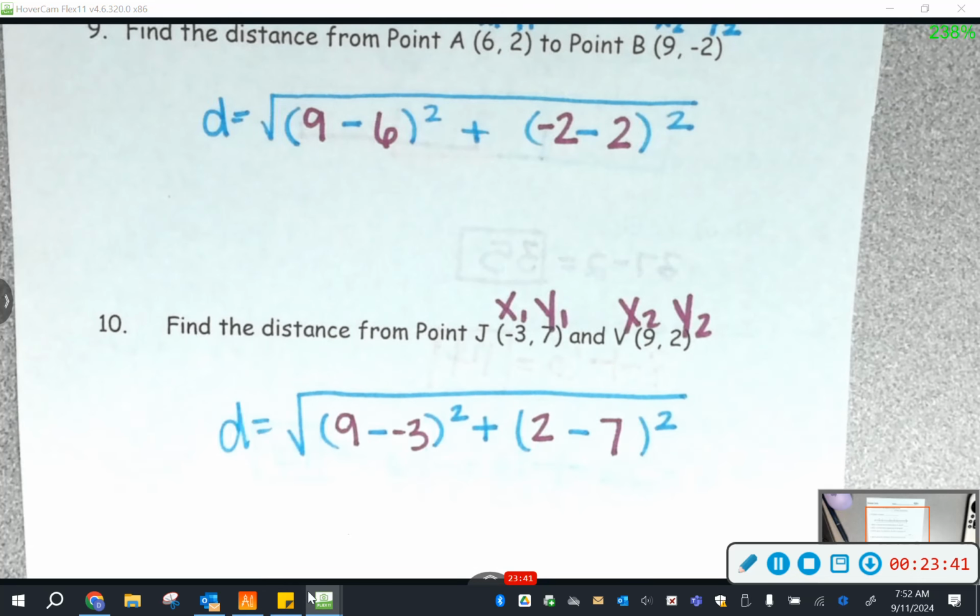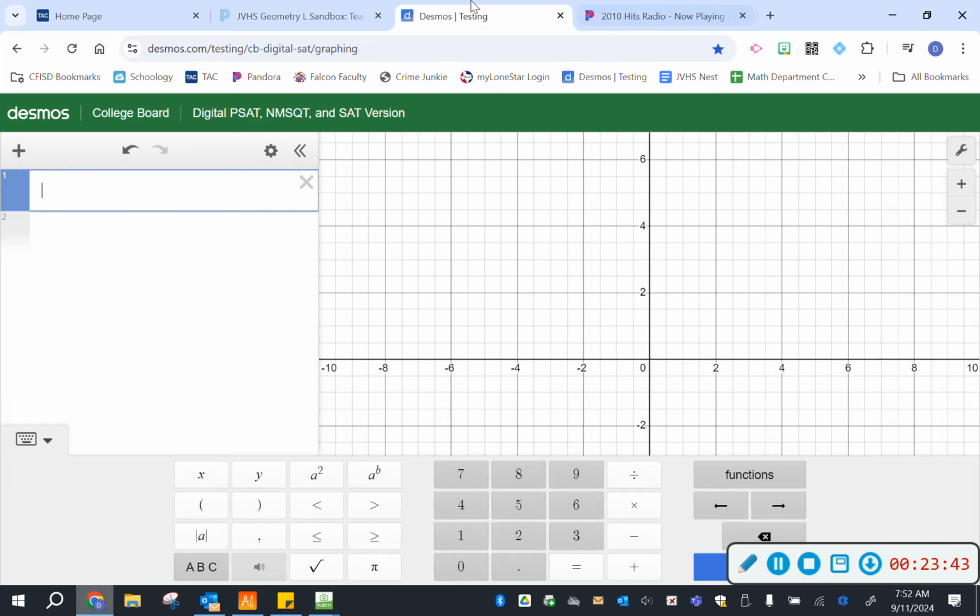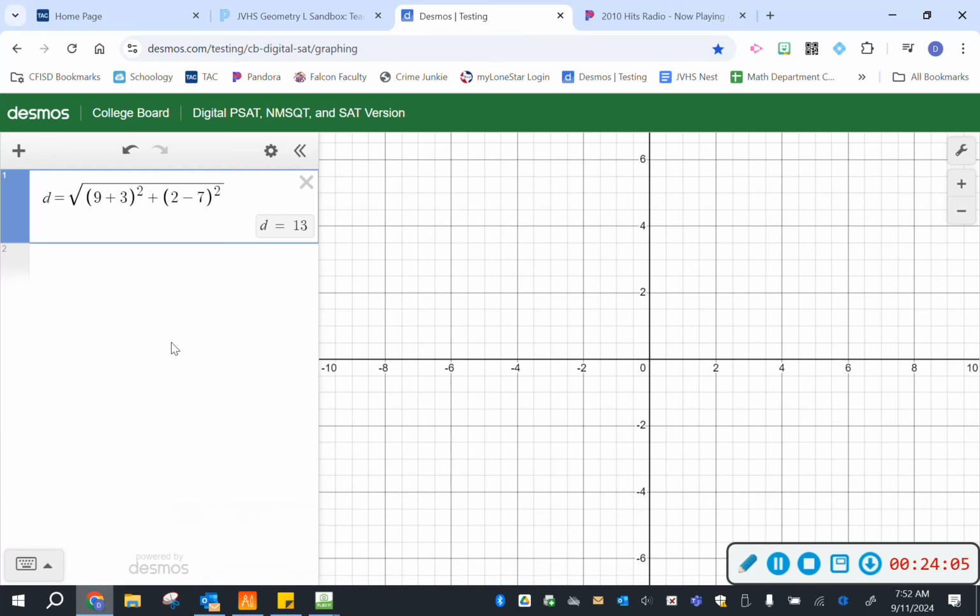Again, we're not doing that on this test. But if you were to type this in, D equals the square root, you could do either one. 9 minus 3 squared plus 2 minus 7 squared. It'll give you the same answer. Watch what happens if I change the negative and a negative to a plus, it's the same. Again, you're not doing it on this test, but when you start typing it in, you can do it however you want.